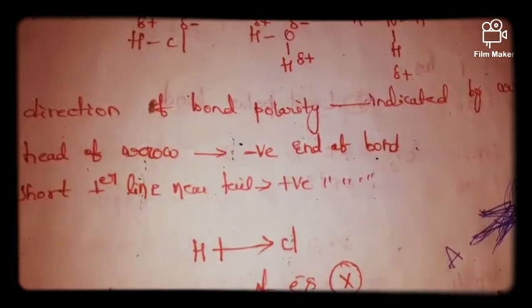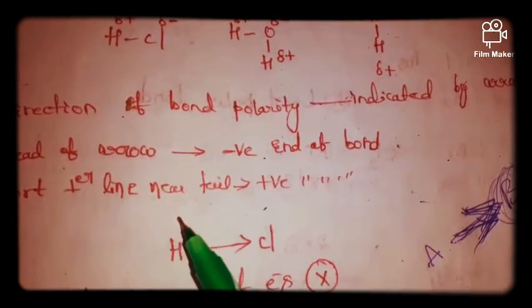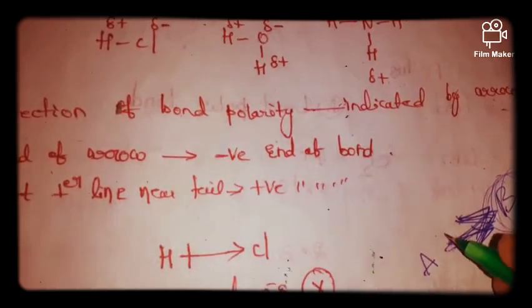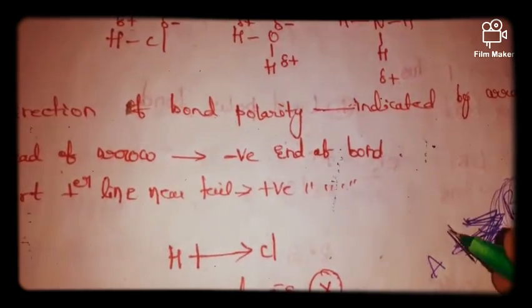electronegativity. Okay, next, the shorter perpendicular line near the tail. Here we just have to put a line like this. This is perpendicular to this, no?